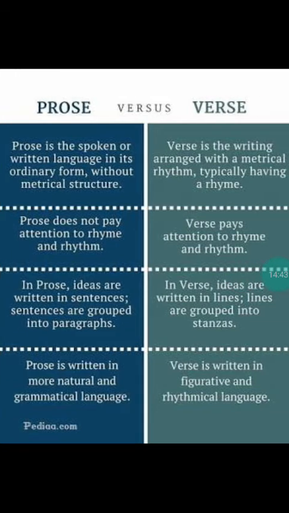Prose is written language in ordinary form without metrical language. Verse is written, arranged in metrical rhythms and typically having rhymes. Prose does not pay attention to rhyme and rhythm. Verse pays attention to rhyme. In prose, ideas are written in sentences and sentences are grouped into paragraphs. In verse, ideas are written in lines and grouped into stanzas.